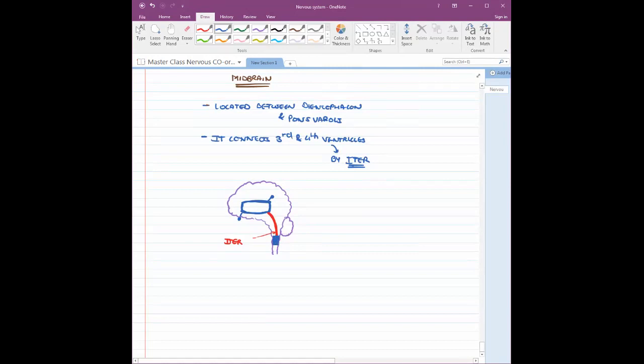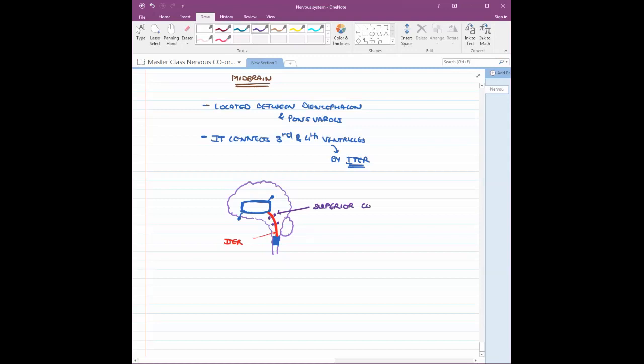But now, guys, what are you going to see? On this channel, you are going to see some rounded bodies. So you're going to have two pairs of rounded bodies like this. These two pairs of rounded bodies, guys, are together called your corpora quadrigemina. But see, the upper ones, we call them the superior colliculi.